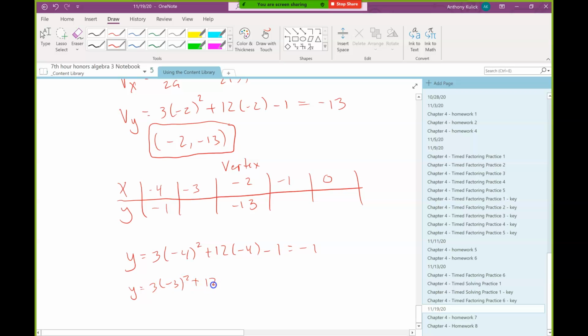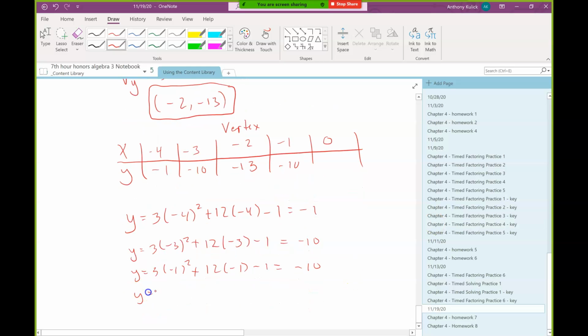Now let's plug the negative 3 in. Negative 3 squared is 9. 3 times 9 is 27. 12 times negative 3 is negative 36. 27 minus 36 is negative 9. Minus 1 is negative 10. And we continue going on. Plugging negative 1 in this time, we get negative 10. And when we plug 0 in this time, we get negative 1.